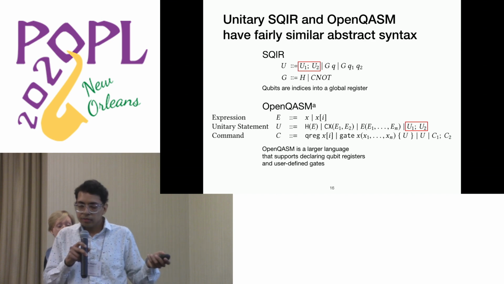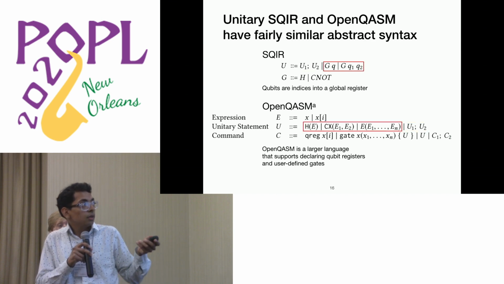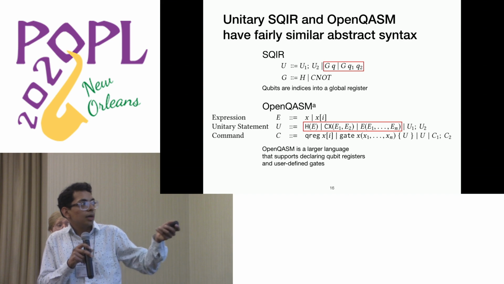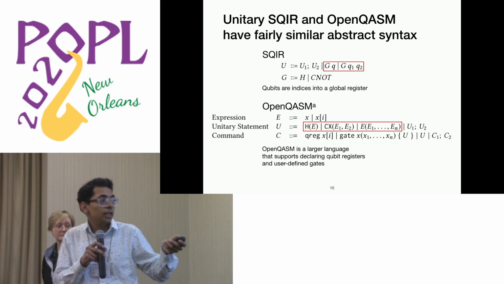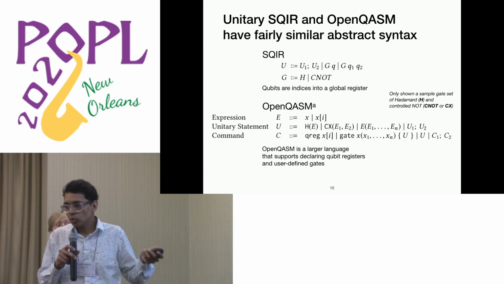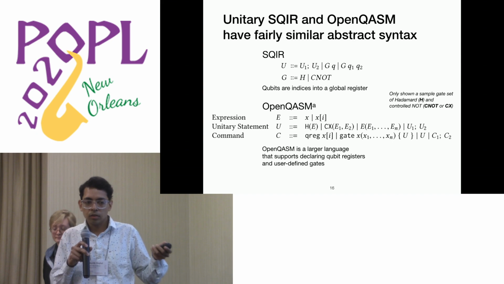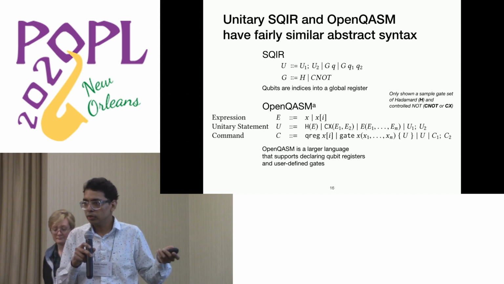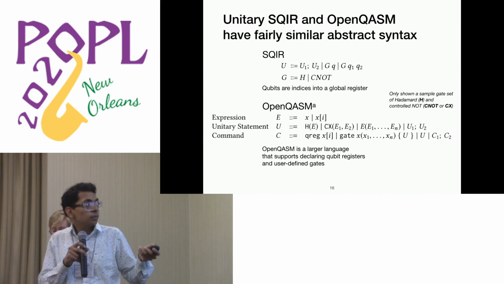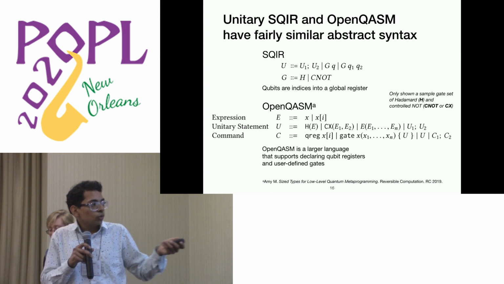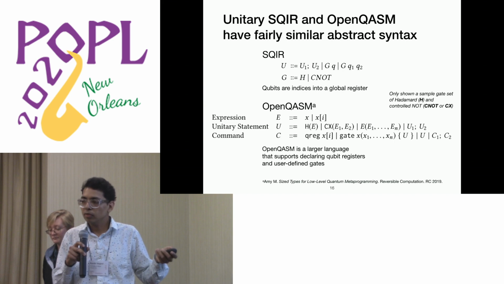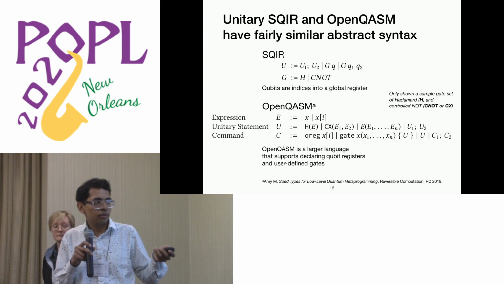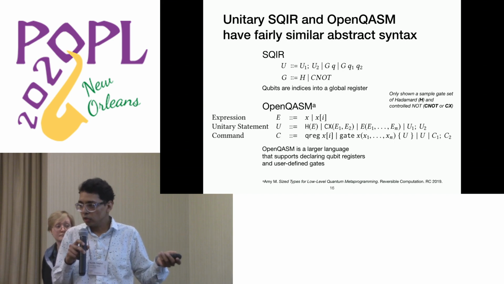The sequencing is almost exactly the same, while for gate applications, apart from single-qubit gates and 2-qubit gates, we can have arbitrary gate applications. And in this presentation, I'm just showing Hadamard and CNOT, but both of these languages support arbitrary unitary operations. And I should mention that the presentation of OpenQASM abstract syntax and our development of denotational semantics is inspired by the work done by Matthew Amy last year.